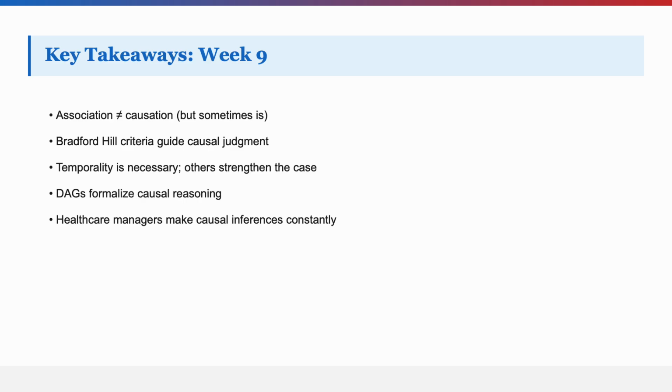Next week, we turn to applied epidemiology, screening programs and surveillance systems. Assignment: find a claim that an intervention caused an improvement, in the literature or your organization. Apply Bradford Hill criteria. How strong is the causal case?